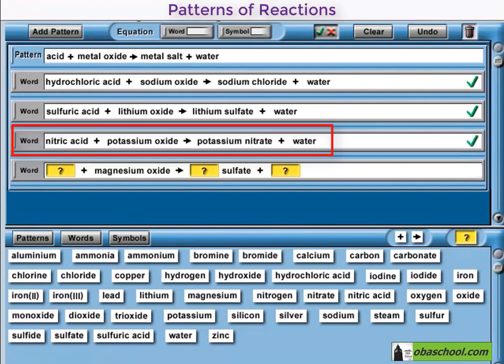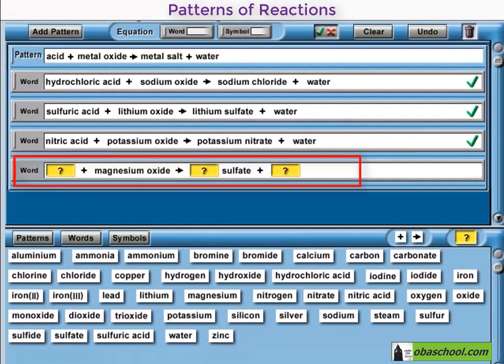That is correct. The first product, which is the metal salt, is potassium nitrate. Why is that? Potassium is the metal, and it comes from the metal oxide reactant, which is potassium oxide. As for nitrate, it's the acid bit of the metal salt, and it comes from the acid, nitric acid. The second product is water, because following the pattern that you can see above, acid plus metal oxide gives metal salt plus water.